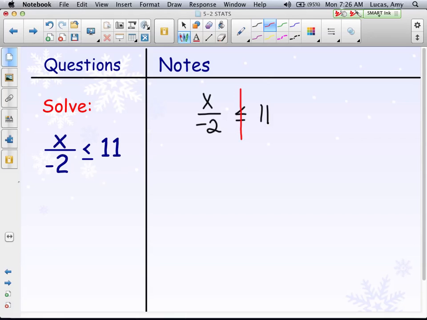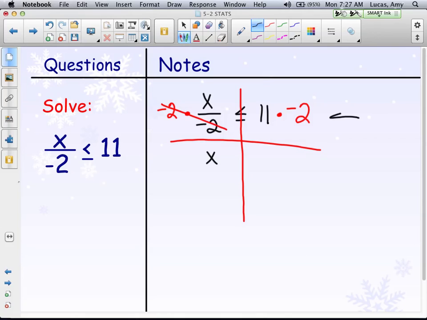Okay, another one step. For this inequality, I need to multiply because my variable was being divided by negative 2. So I need to multiply by negative 2 on both sides to get the variable by itself. And my action step was multiplying by negative 2. So that means I'm going to need to flip my symbol. And 11 times negative 2 is negative 22.